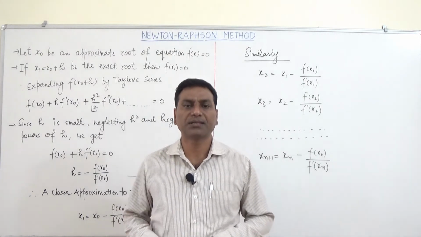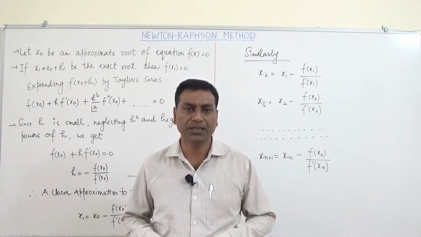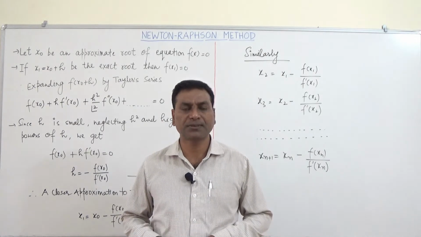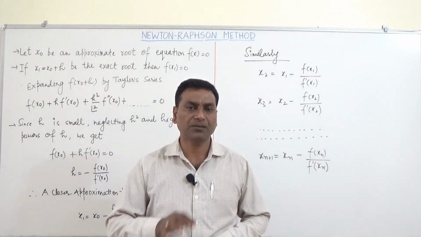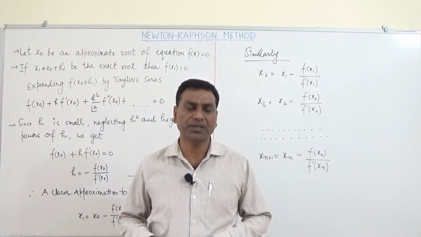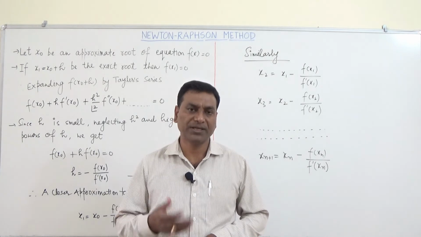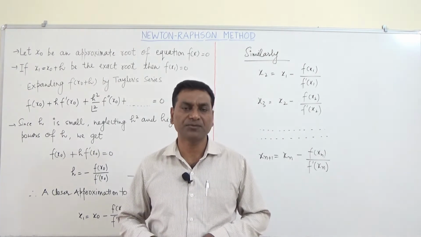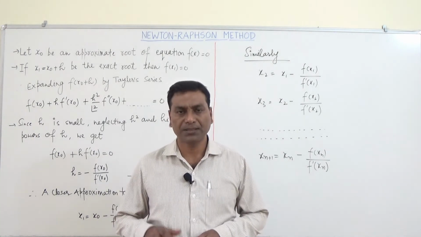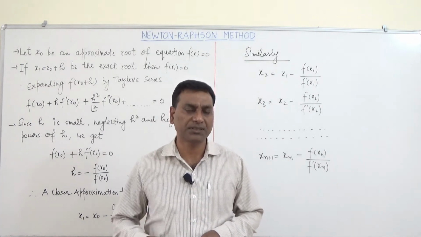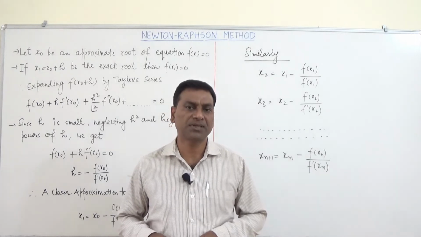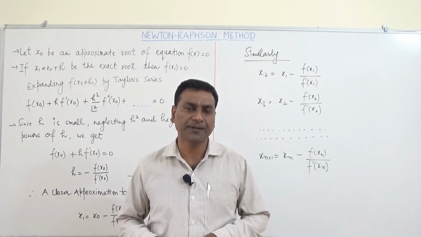So the Newton-Raphson method was given by Newton and Raphson, that's why it is known as the Newton-Raphson method. This method can also be used to find the roots of an equation, like we have done in previous lectures using other methods like the secant method, iteration method, regula falsi method, and bisection method. So this is also a method by which we can find the root of an equation.